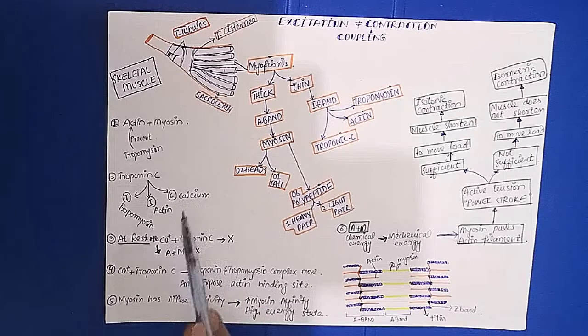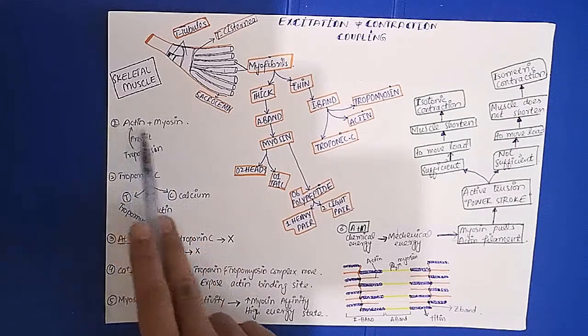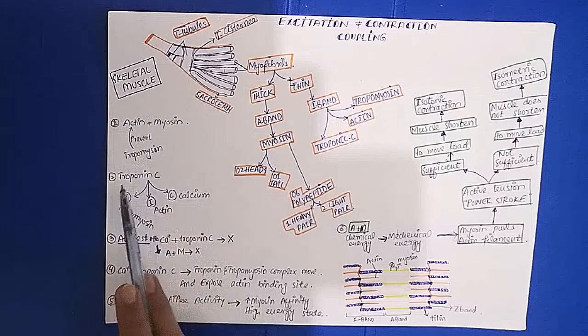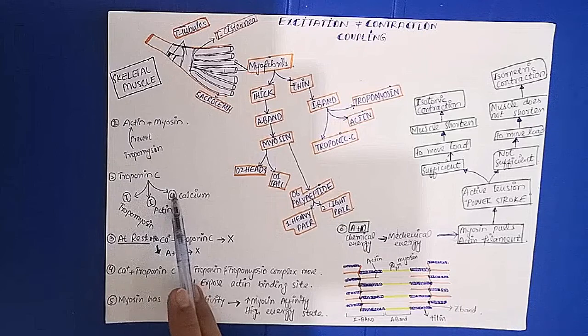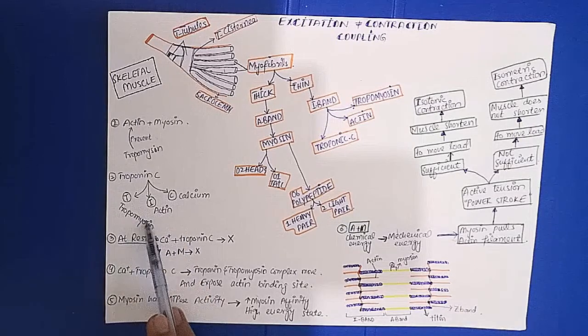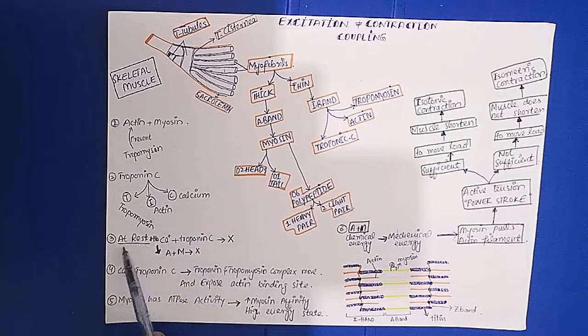Actin has to bind with myosin, but tropomyosin prevents their interaction. Troponin has three subunits: T, I, and C. T binds with tropomyosin, I binds with actin, and C binds with calcium. At rest, no calcium binds with troponin C, which prevents the actin and myosin interaction.